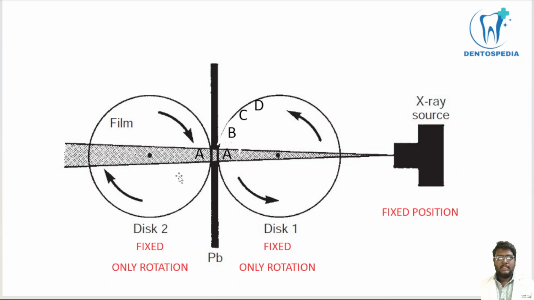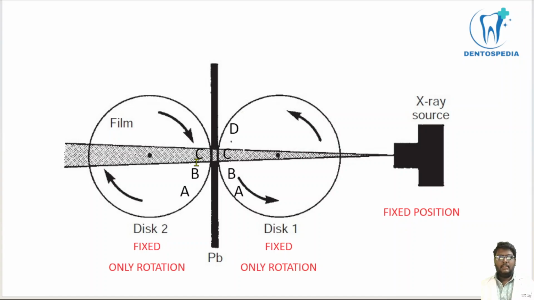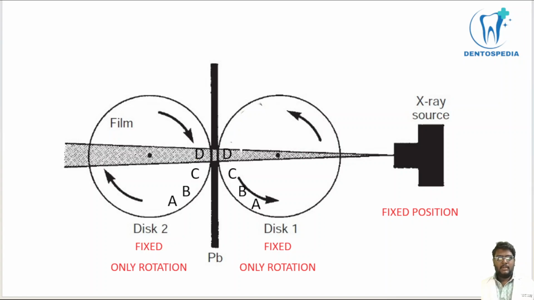The rotation has started. Both disc 1 and disc 2 have started the rotation. During the initial rotation, A is exposed to X-rays, the film catches the image, and the image of A will be present on the film, and then B, then C, and D. So you understood the mechanism, right?